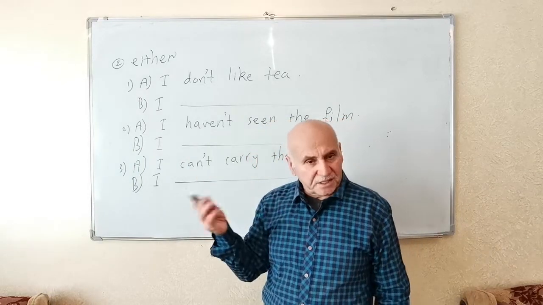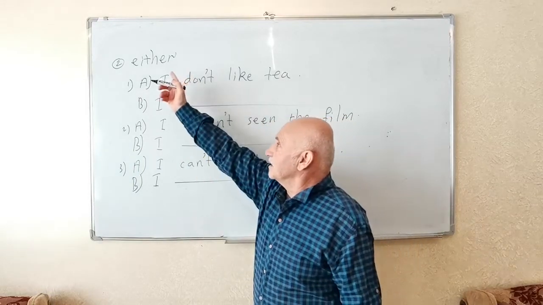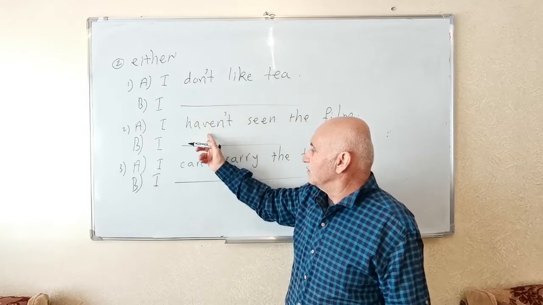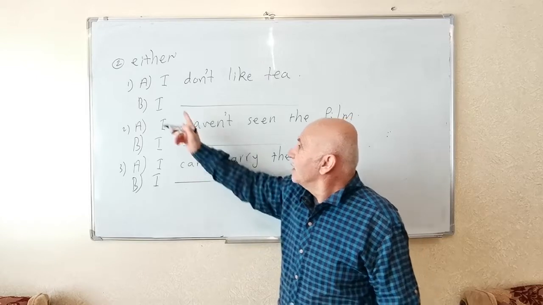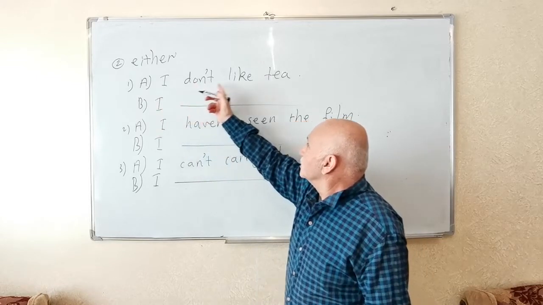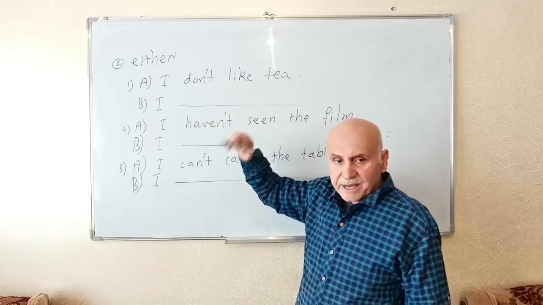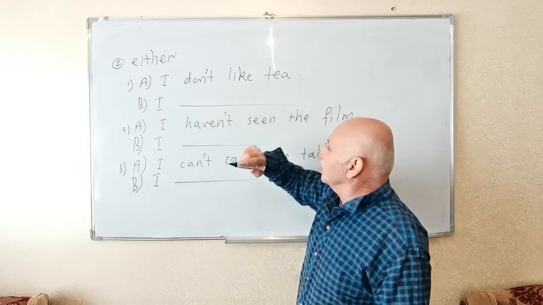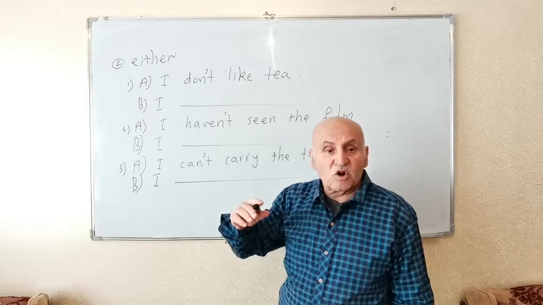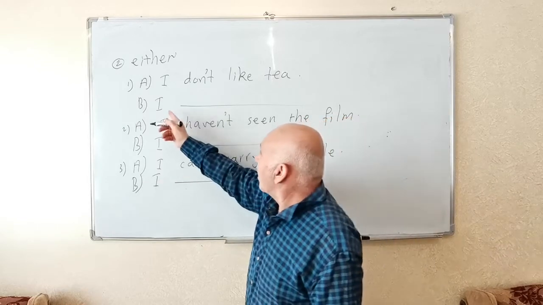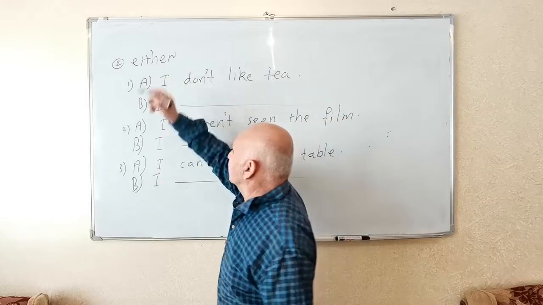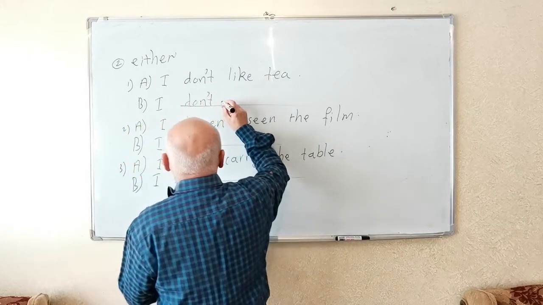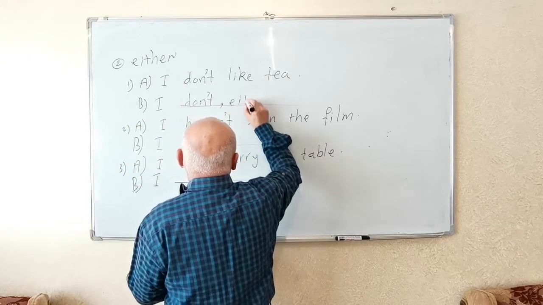Either is used with negative sentences. Here we have don't, haven't, can't. I don't like tea. A says to B, I don't like tea. B answers or agrees with him by saying, I don't either. I don't, without any change. I don't, comma, either.